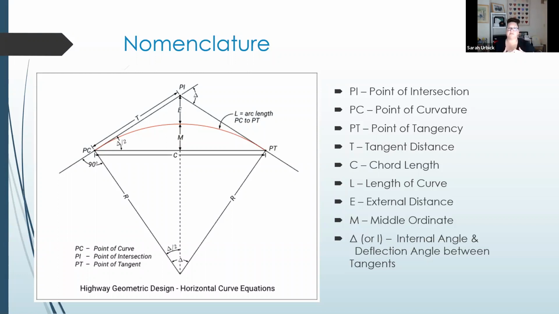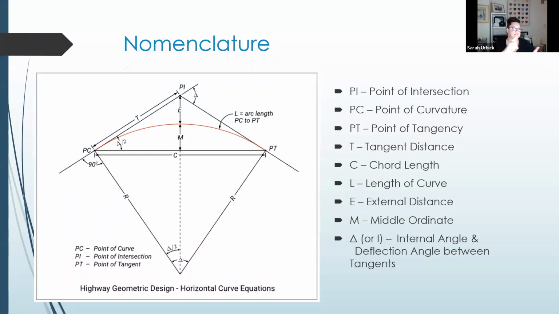Where those two intersect is our point of intersection. So we're going to reference that a lot. We're going to use that, especially in surveying. So not just the design and the discussion behind horizontal curves, but then how do we use this practically in the field? How do we go out and do something with this information?